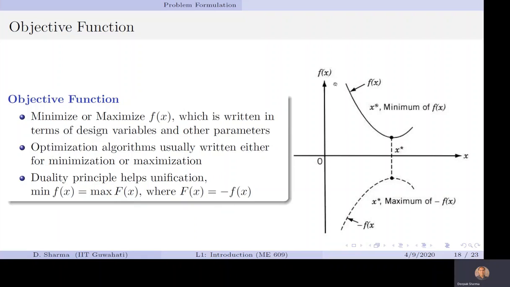Now look at this figure. Suppose this is a function and I want to minimize it, and you will get x star as our optimum solution. If I want to maximize minus f(x), the curve will look like this dashed line. In both problems, you will realize that the optimum solution remains the same, and therefore a maximization problem can be converted into minimization by just multiplying by -1, and vice versa.